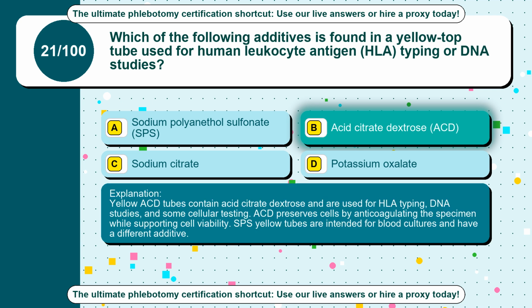Yellow ACD tubes contain acid citrate dextrose and are used for HLA typing, DNA studies, and some cellular testing. ACD preserves cells by anticoagulating the specimen while supporting cell viability. SPS yellow tubes are intended for blood cultures and have a different additive.